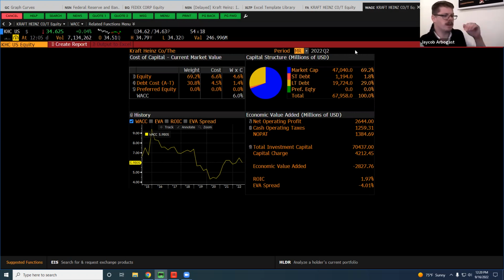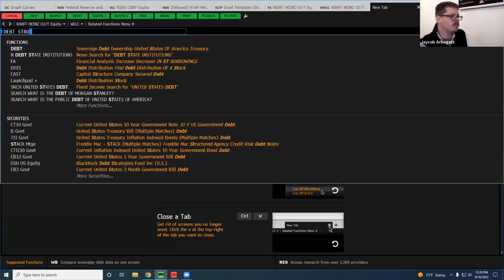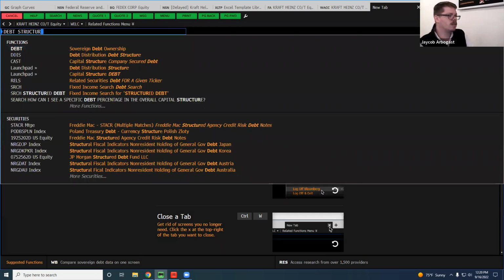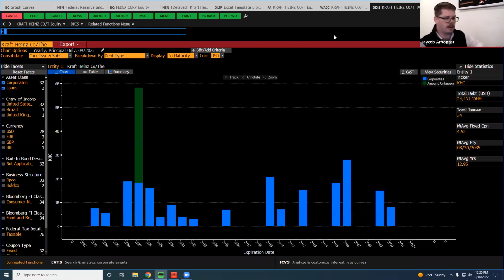I might do that through the 10K before I do it on Bloomberg, but we can try. If it'll pull up. Okay, cool. So this is the different debts that they have and when they come due.